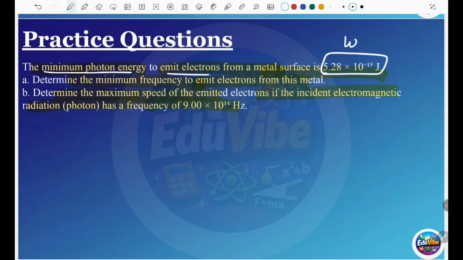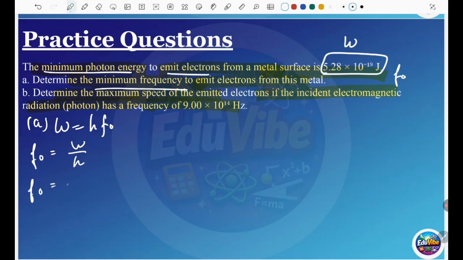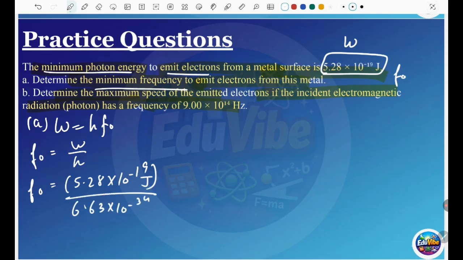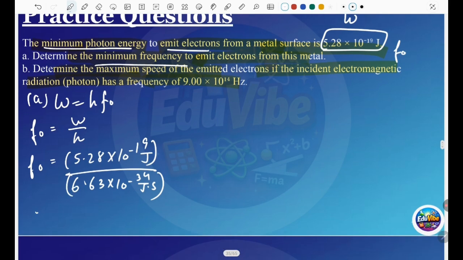And also, now we have to find the frequency. They mentioned that we have to find the minimum frequency. Again, if the word minimum is mentioned, this means you have to find your threshold frequency. And we have a formula for this, which is W is equal to h times threshold frequency. Threshold frequency is equal to W upon h. So W is 5.28 times 10 raised to power minus 19 joules. Divide this by 6.63 times 10 raised to minus 34 joule seconds. The W is in joules, so you have to take Planck's constant also in joules. So when you solve this, you get about your threshold frequency of 7.96 times 10 raised to power 14 Hertz.